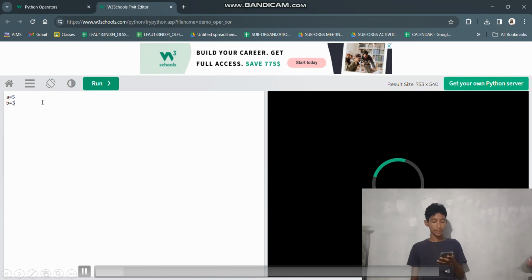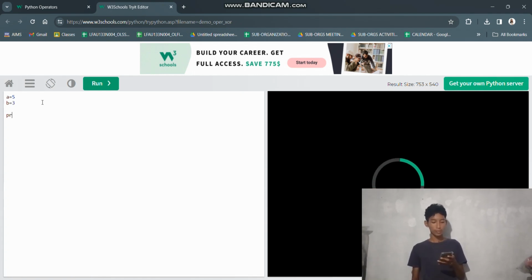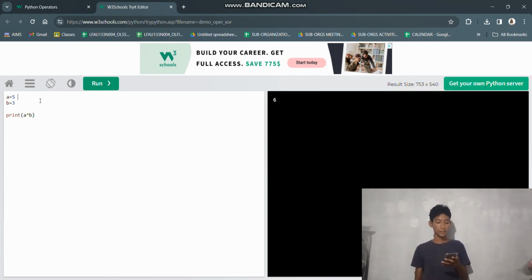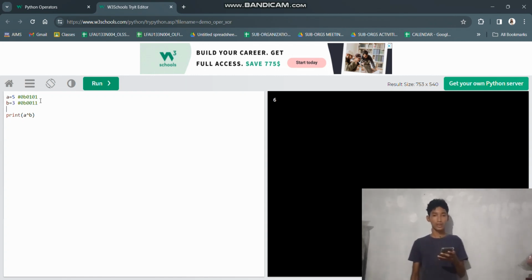In this example, the binary representation of A is 0b0101. The binary representation of B is 0b0011. The XOR operator performs a bitwise XOR operation on each pair of corresponding bits. The result is 0b0110, which is 6 in decimal.